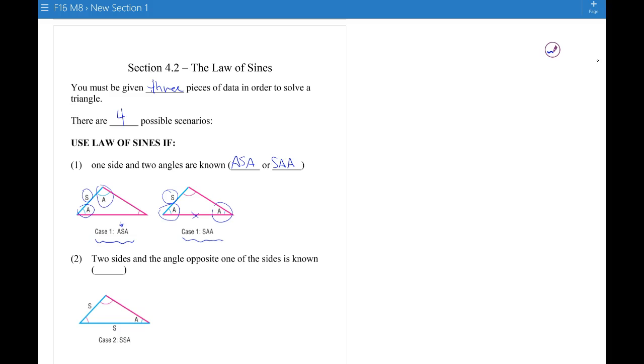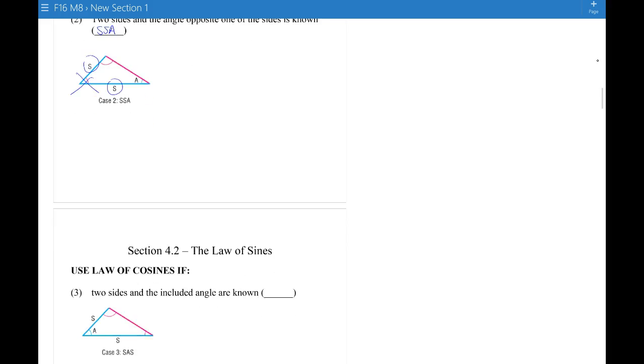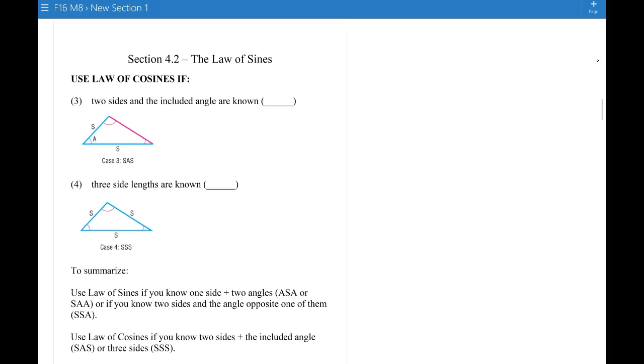So if you know 2 sides and the angle opposite one of the sides, that's the SSA case. So you know 2 sides and the angle opposite one of the sides. So you don't know the angle in between them because that would be SAS. So you know two sides and the angle not the one in between them. So that's the second scenario, and use the law of sines for that.